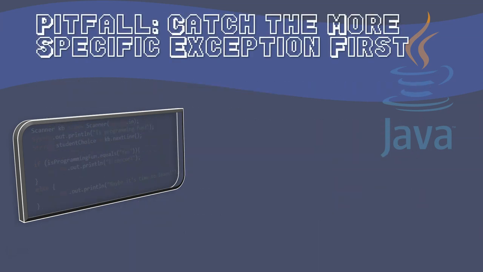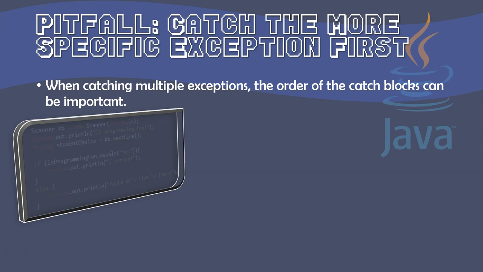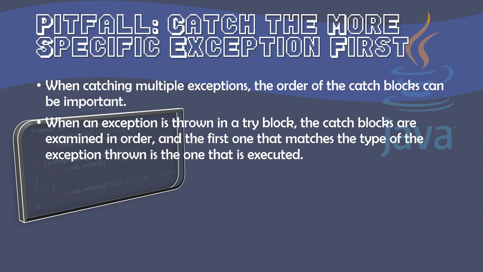Now, there is a pitfall to keep in mind here when we start looking at having multiple exceptions. We haven't really talked about this much, which is that you want to make sure the order of those catch blocks is right, because you want to catch the most specific exception first. When we are catching multiple exceptions, the order of those catch blocks can be quite important. So when an exception is thrown in the try block, the catch blocks are examined in order, and the first one that matches the type of the exception thrown is going to be the one that is executed.